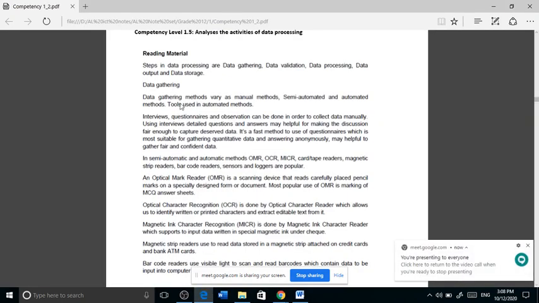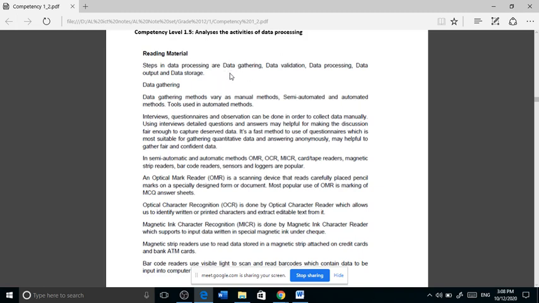Okay, right. So in data processing there are 5 stages: data gathering, data validation, data processing, data output, and data storage. So how can you gather the data? There are many ways to gather the data, how you can collect the data from the environment. For that they have given many data gathering methods, so we are going to discuss that.